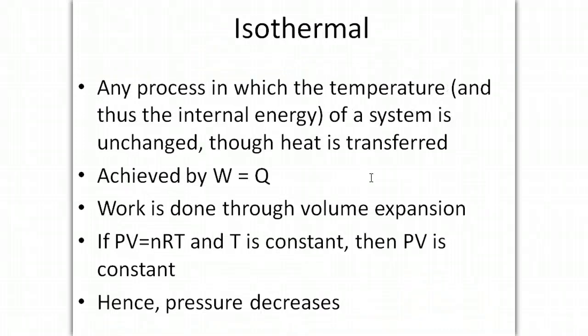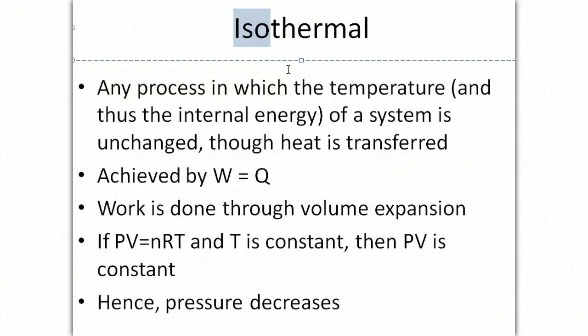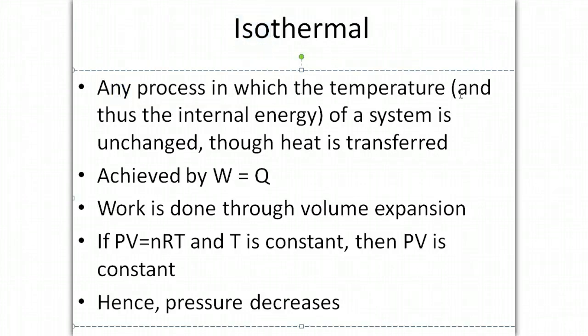Alright, so isothermal. And I'm going to be showing you some diagrams of the isothermal, but just to go through the basics of it. Iso means same. And you've seen this prefix in chemistry, and in geometry, isosceles triangle, all the same sides. And so it just means the same temperature. And an isothermal process, then, is any process in which the temperature, and thus the internal energy, is unchanged, though heat may be transferred. If you remember, in order to have a change in the internal energy, there must be a change in the temperature of a system.